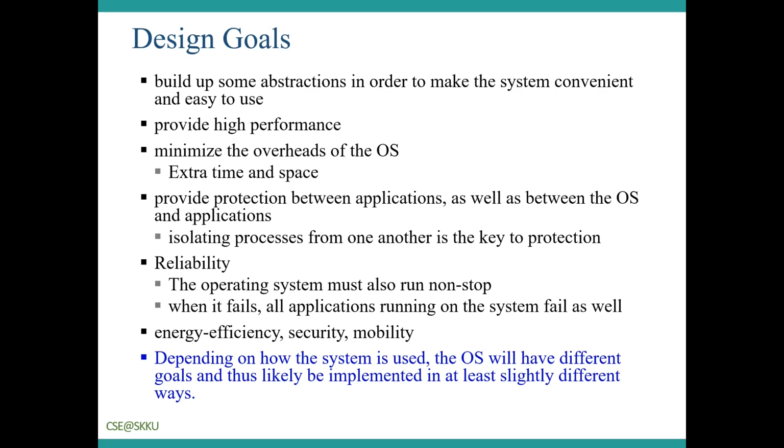One of the most basic goals of an operating system is to create abstraction. So this is to make the system easier and more convenient to use. You don't want every program to deal with low-level hardware details, so the operating system provides a simplified and consistent interface instead.